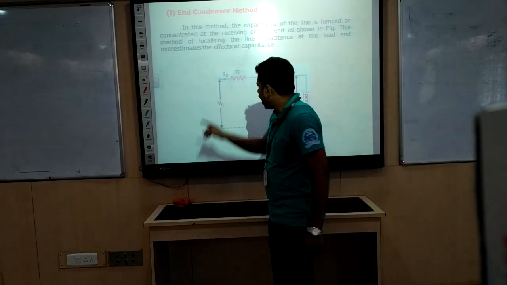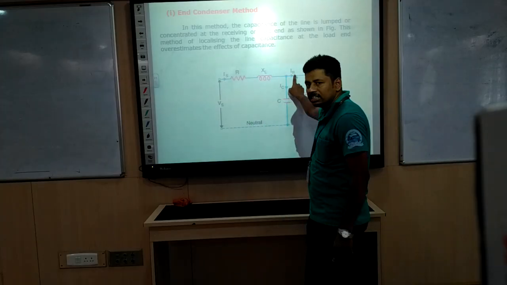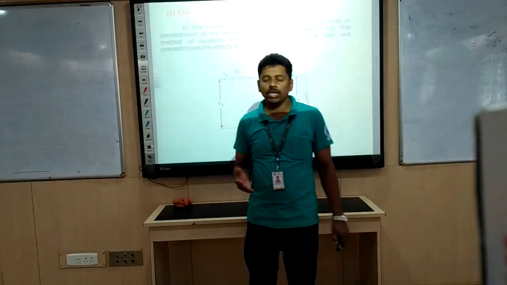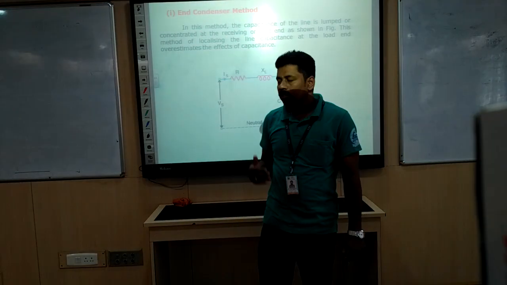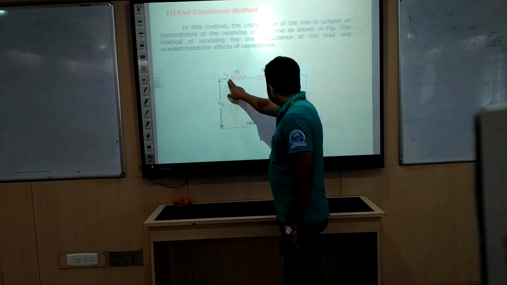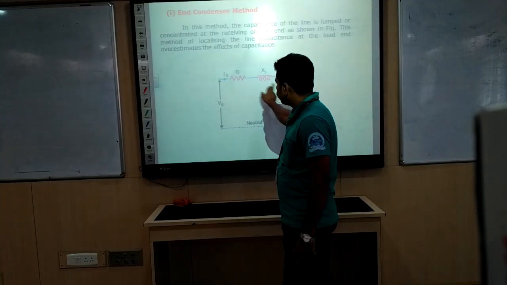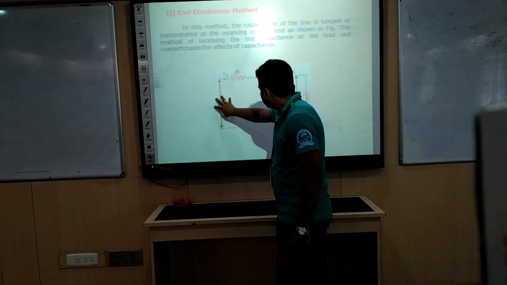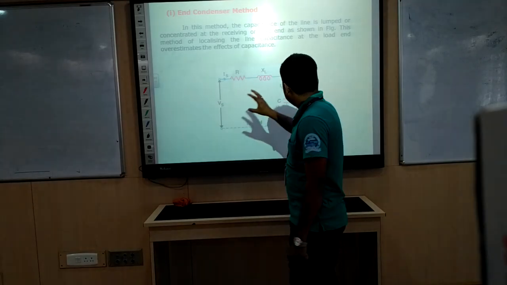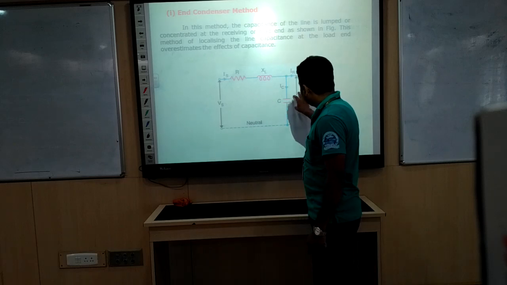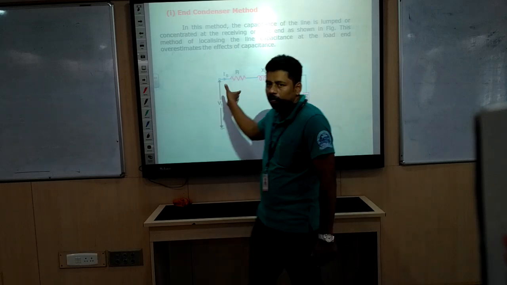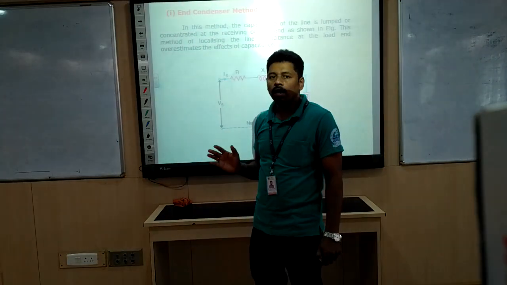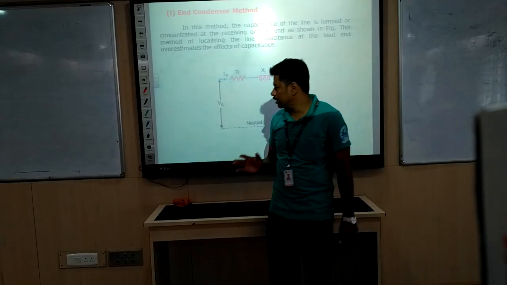If you see, IS represents the sending end current, IR represents the receiving end current, and there is a capacitive current. There are two equations you have to write, one for the voltage, the other for the current. The current equation is IS is equal to IR plus IC. The total voltage VS is equal to VR plus whatever be the drop in this corresponding R and XL, and we can find the VS value. Ultimately, in all these models, our aim is to find the regulation and efficiency.